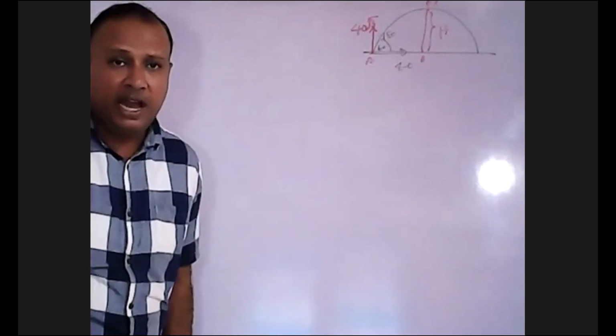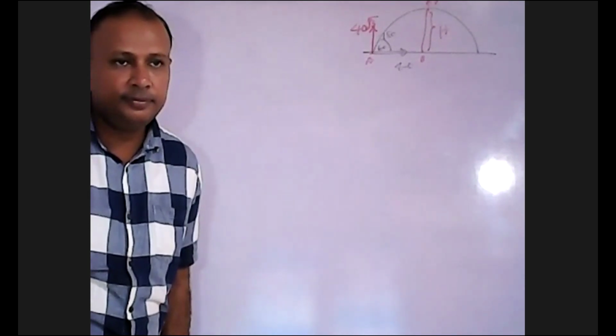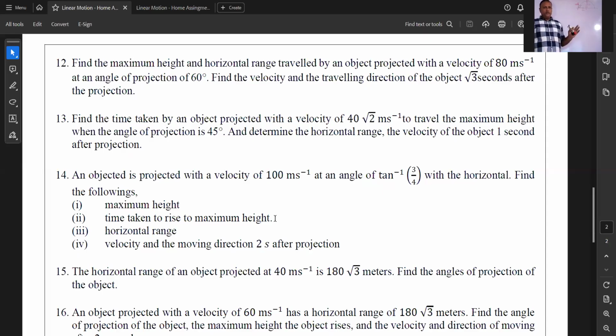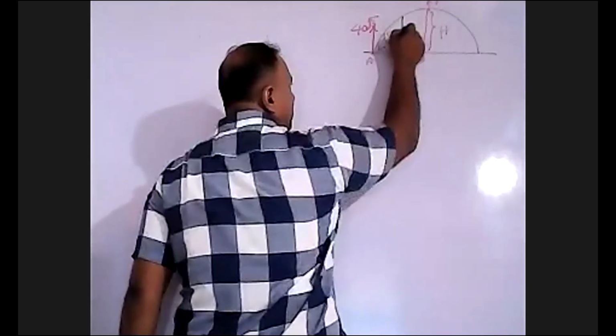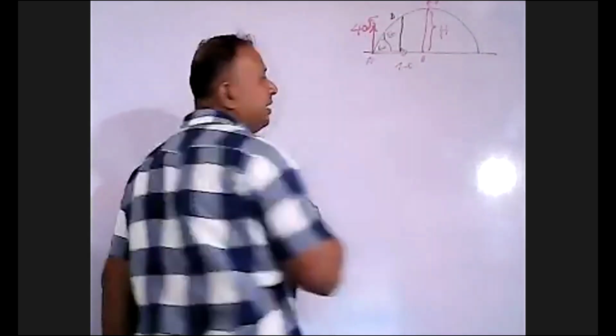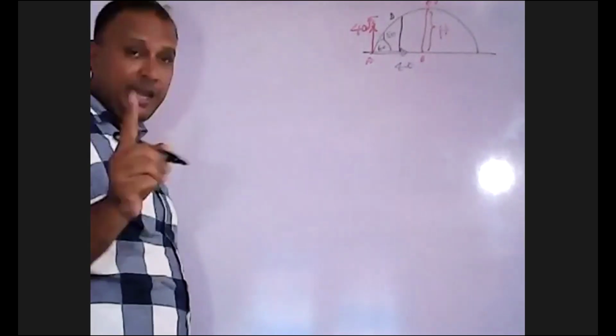Now we ask: find the velocity and the traveling direction of the object root 3 second after the projection. So now you know the time here. Suppose this one is root 3 second after the projection. So now you know the time.